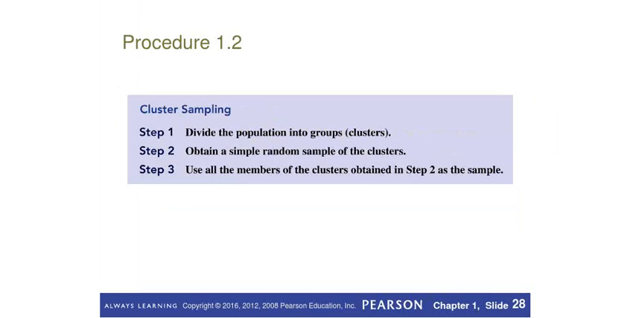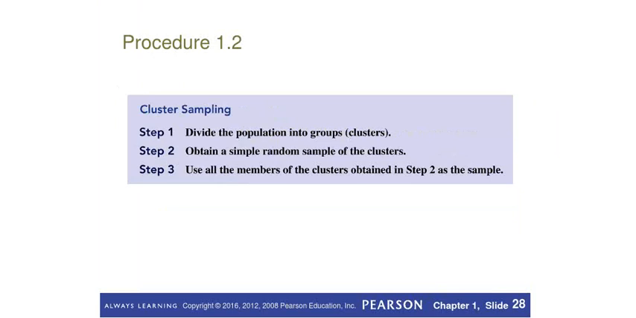Another kind of procedure that we use is called cluster sampling. Cluster sampling might be the one that we'd want to use for our Coast Guard rules. The way we deal with it is that we divide the population into groups, clusters. How do we choose those clusters? Well, typically we choose them by geography.